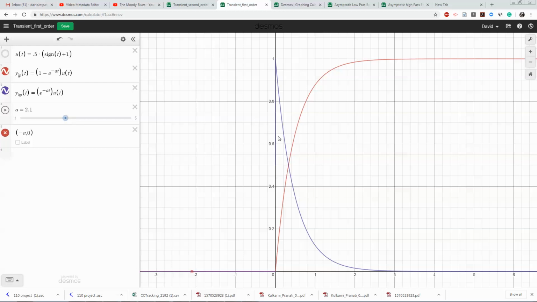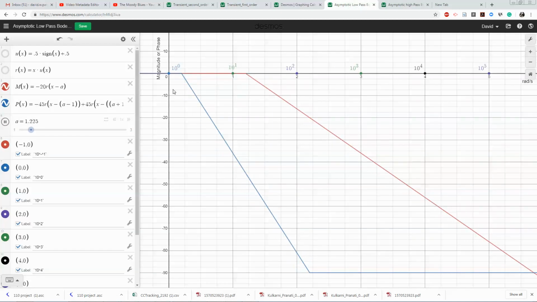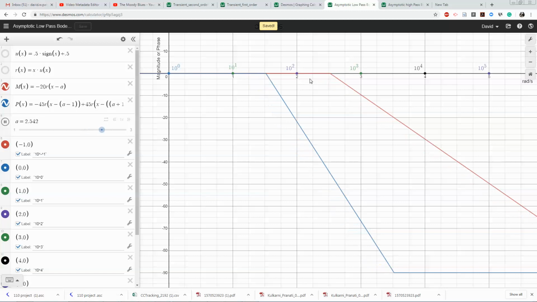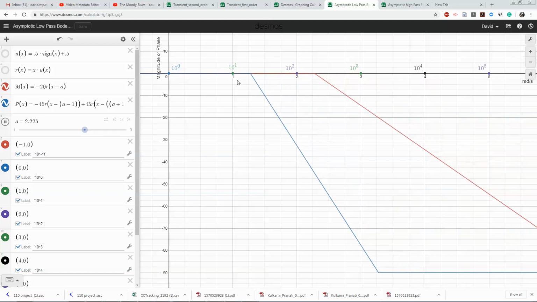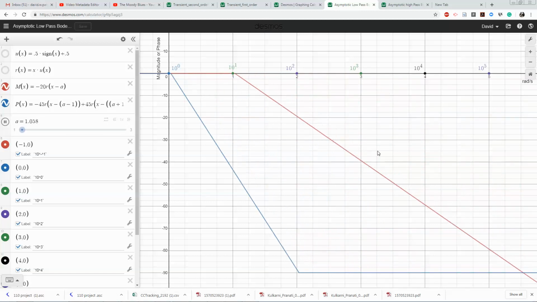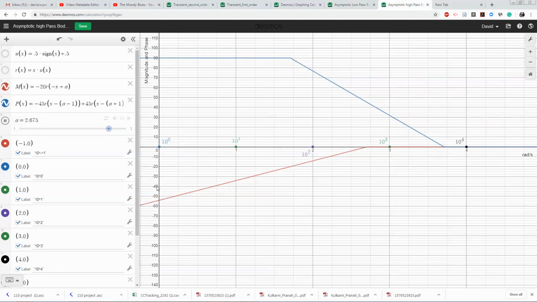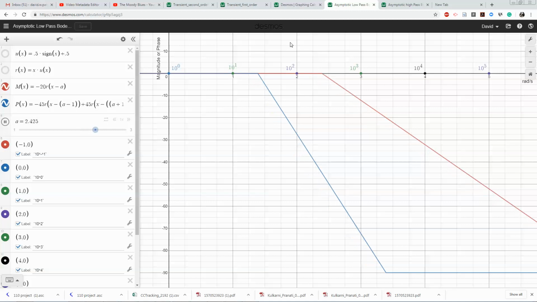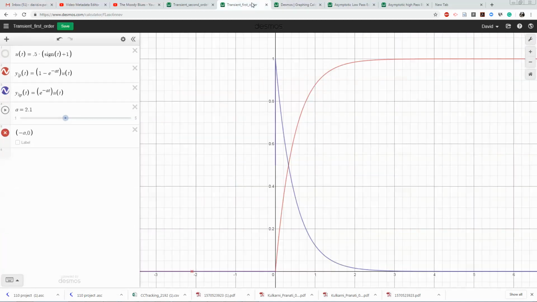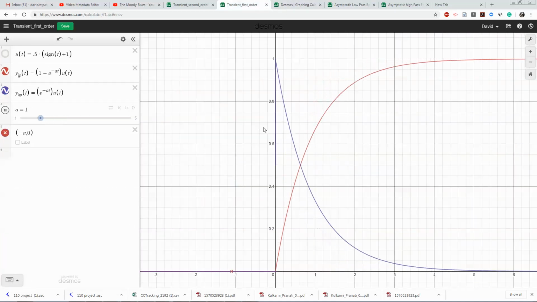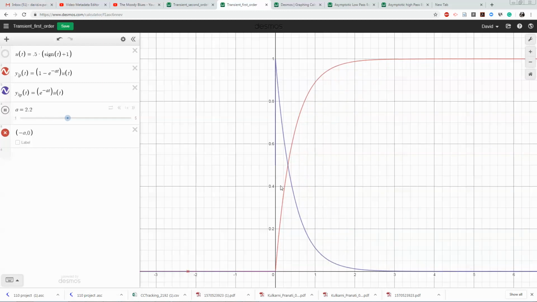Something to consider is that look, the low pass goes from low to high, and the high pass goes from high to low. But in the Bode plot, the low pass starts off high and then goes low, and in the high pass it starts off low and then goes high. So the Bode plot, the frequency response, and the transient response, they kind of go in opposite directions.